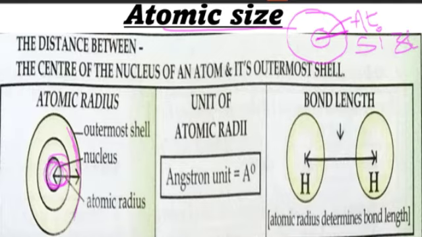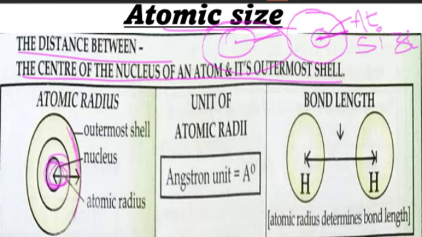The distance between the center of the nucleus, not from the nucleus, from the center of the nucleus. Suppose this is the nucleus, so the center of that, from here to the outermost shell, it is called atomic size. So the definition is given: the distance between the center of the nucleus of an atom and its outermost shell is called atomic size. You can see this diagram, atomic radius, that is the same, from the center of the nucleus to the outermost shell, that is atomic radius.